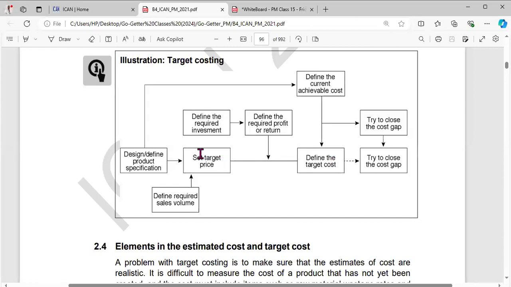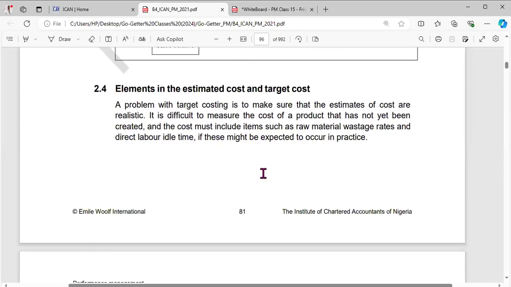So when we have our target price, we need to define our profit, which is our return on investment, which is the profit margin. So that will help us to know what our target cost will be. Then when we see that our expected cost is higher than our target cost, we try to close the gap. Elements in the estimated cost and target cost.